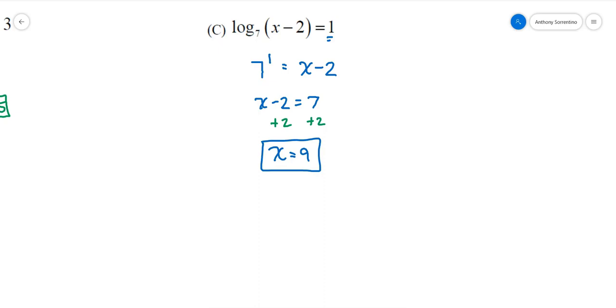The easier ones don't really have much chance of having extraneous solutions, but you should always be aware that you should double check. Log base 7 of 9 minus 2. Well, 9 minus 2 is 7, or 7 to the first. The log base 7 of 7 to the first is 1, so it does work.